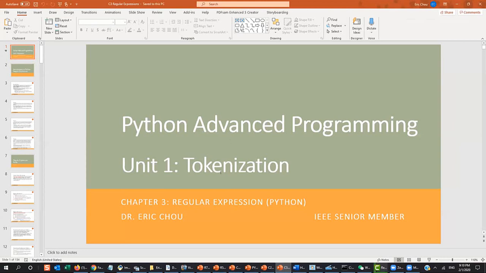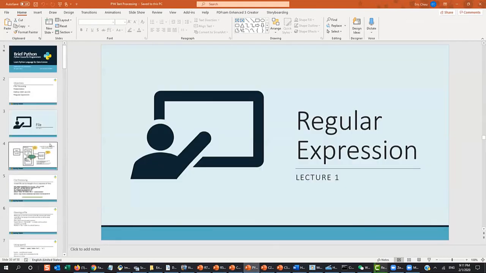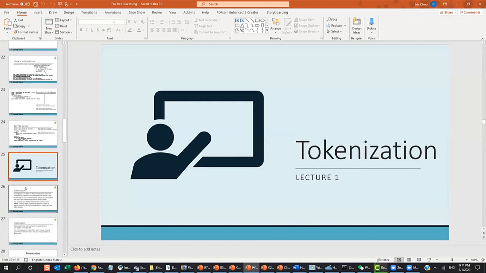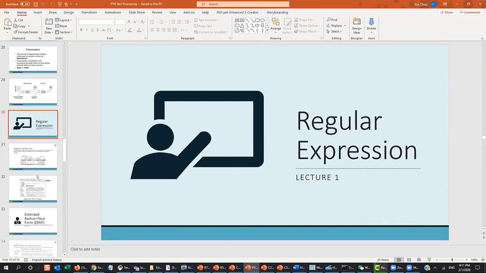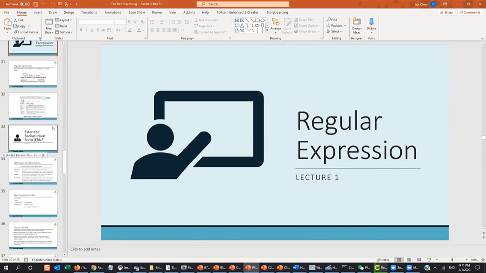So last week, we talked about tokenization for Python. File input, we do second stage tokenization, and then we go into regular expression. So today we will focus on using regular expression to do things.